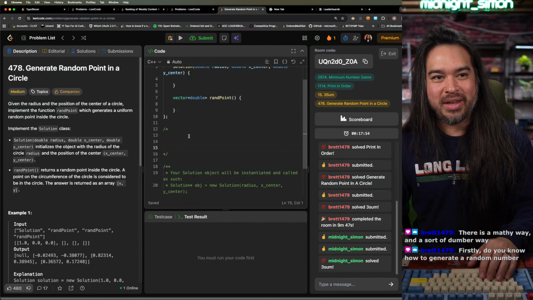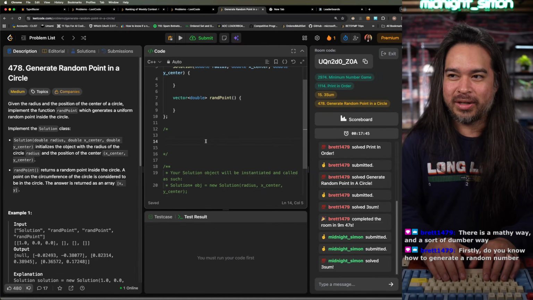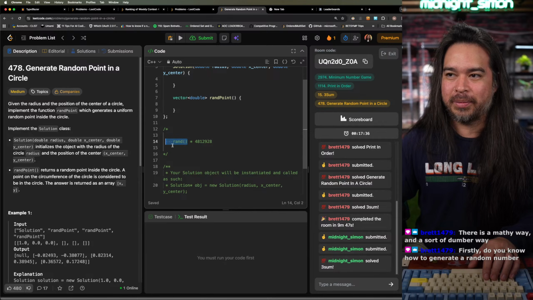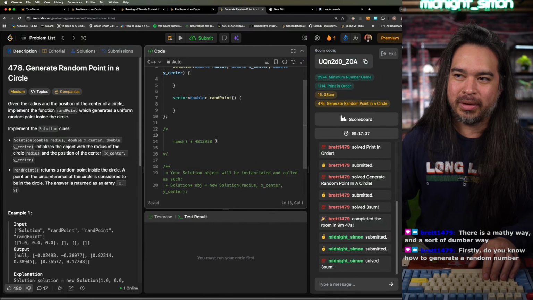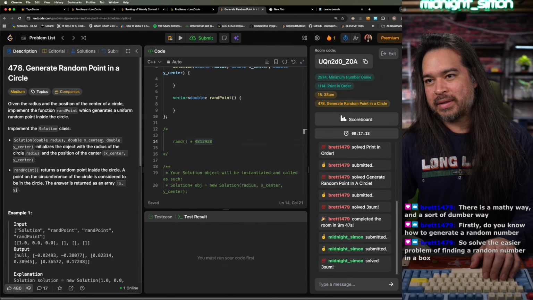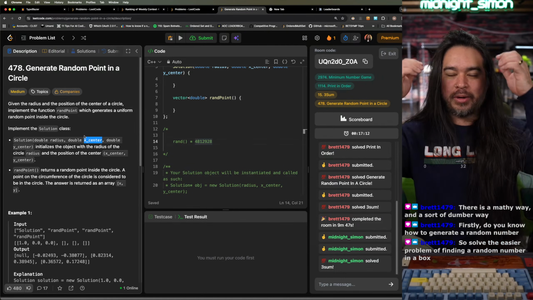There's a mathy way and a sort of dumber way. Firstly, do you know how to generate a random number? I don't know it off the top of my head because it's not something I do regularly. I know it's like random times whatever, and if rand gives you some random double from 0 to 1 and you multiply it by a number, it would be that. So maybe we can do, if we have the center, solve the easier problem of finding a random number in a box.